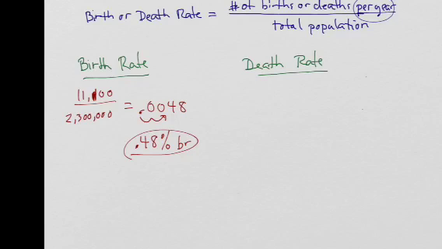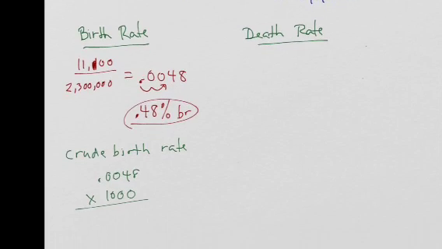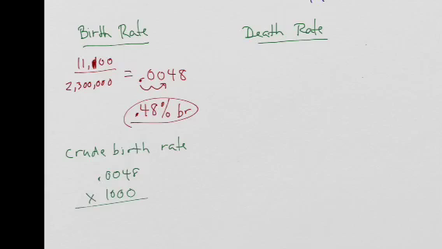But then there's something called the crude birth rate. That is where we take that decimal, 0.0048, and we multiply it by 1,000. Or essentially, we move the decimal a third space. And that is called the CBR: 4.8. Just moving the decimal an extra spot.